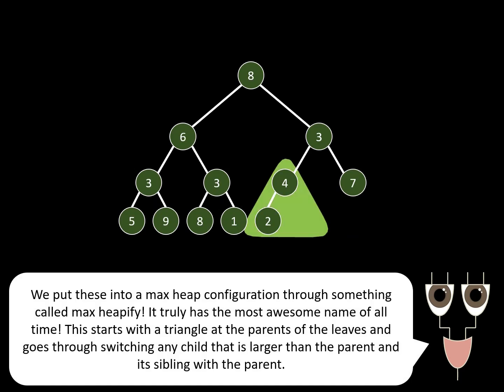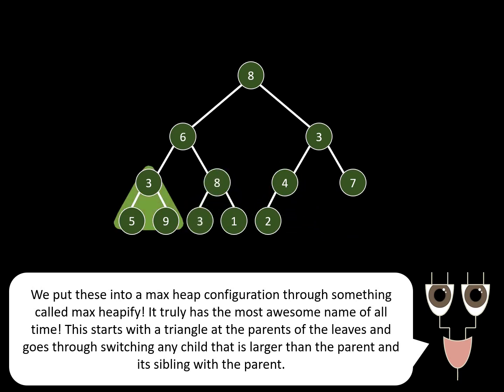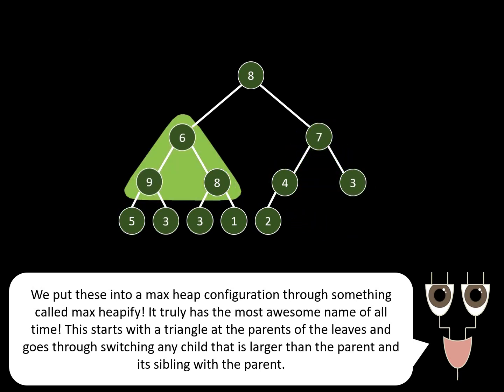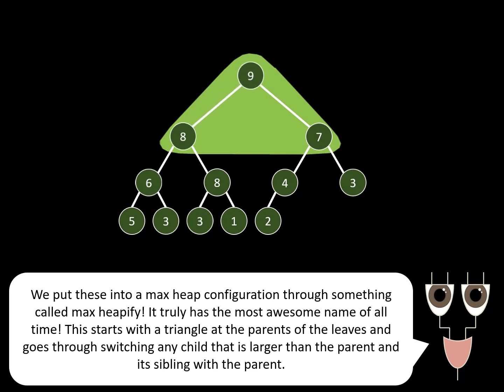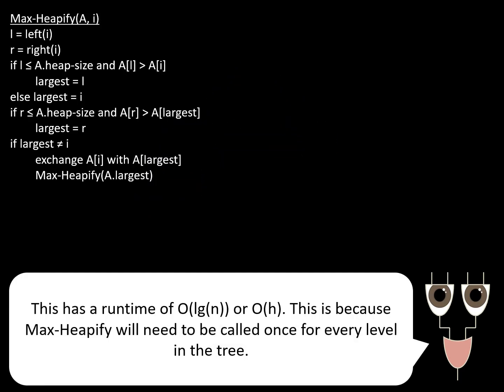We put these into a max heap configuration through something called max heapify. It truly has the most awesome name of all time. This starts with a triangle at the parents of the leaves and goes through switching any child that is larger than the parent and its sibling with the parent. This has a runtime of order of log n, or order of h. This is because max heapify will need to be called once for every level in the tree.